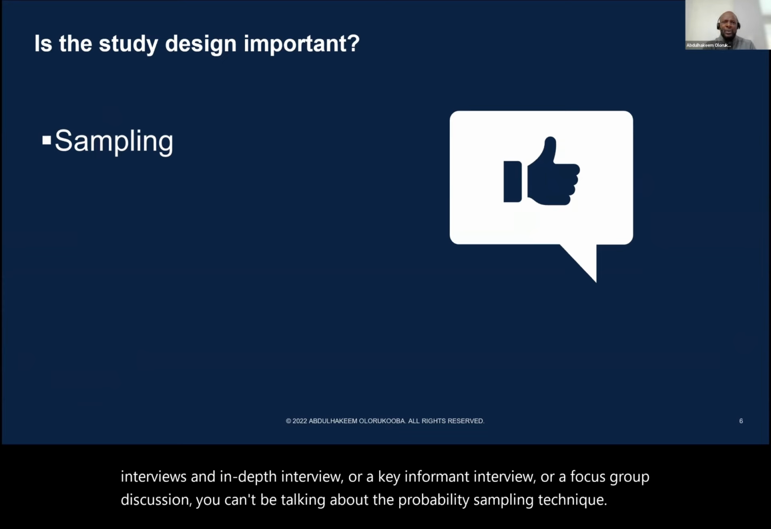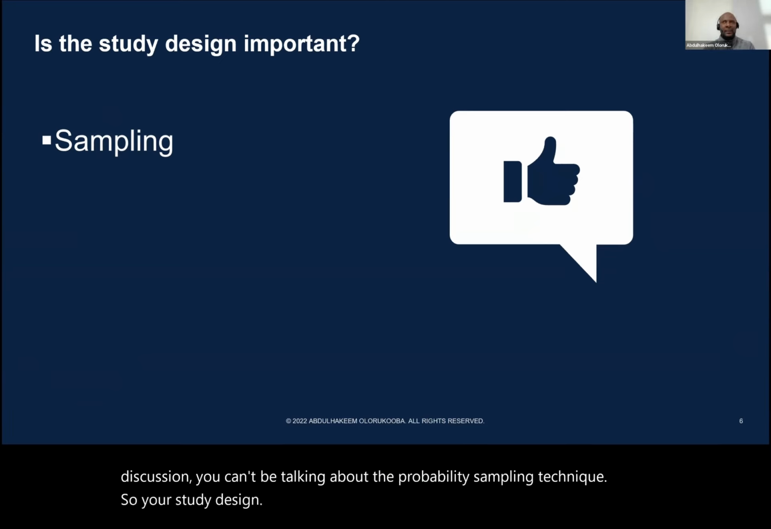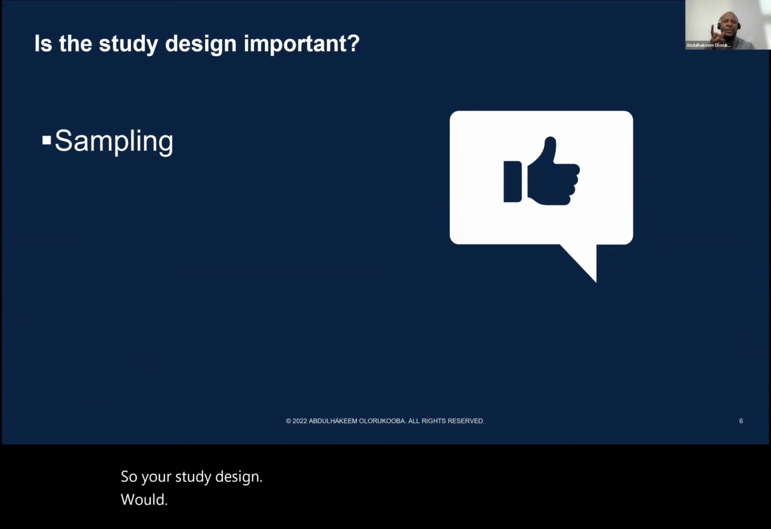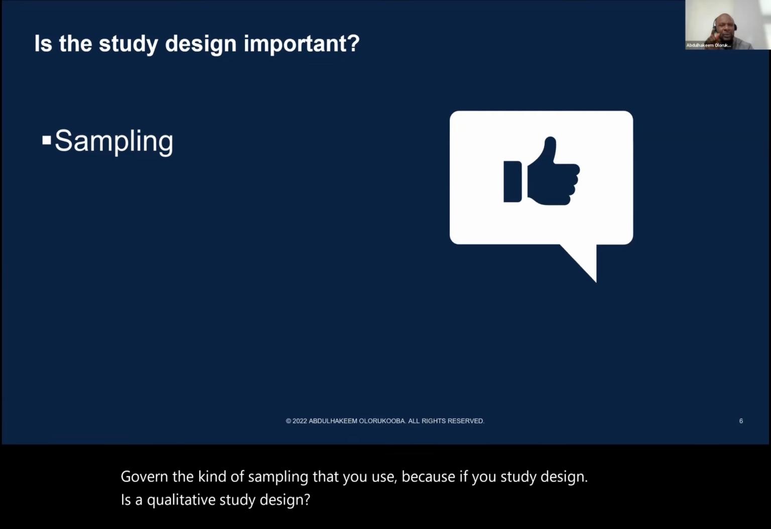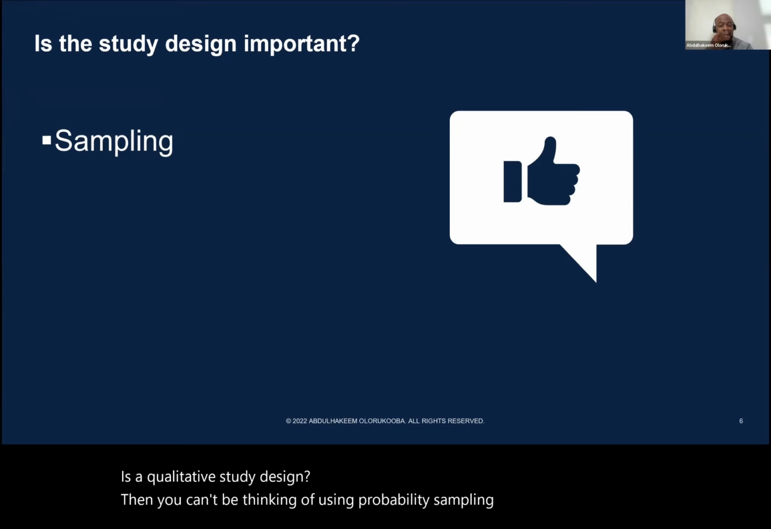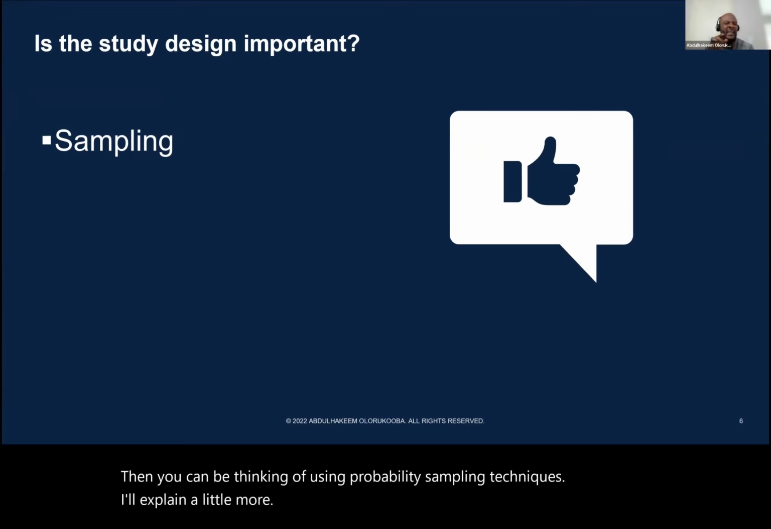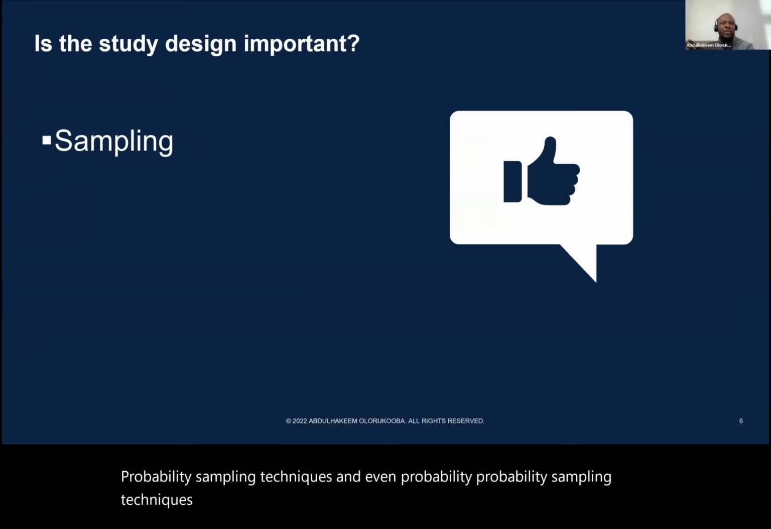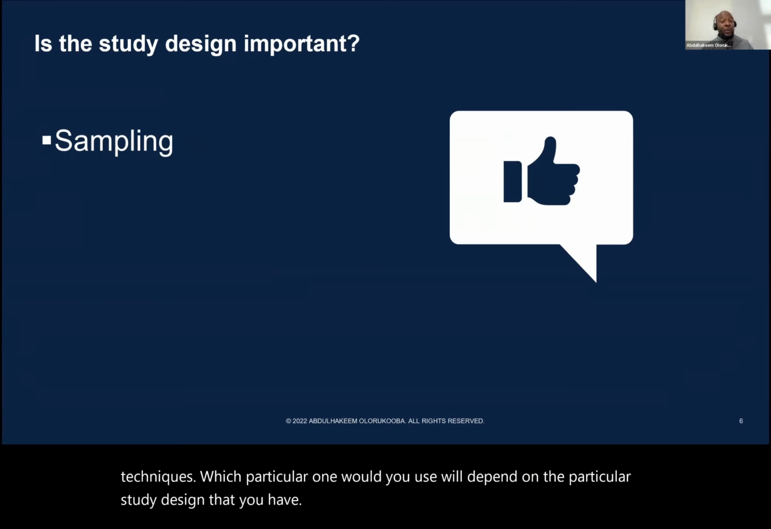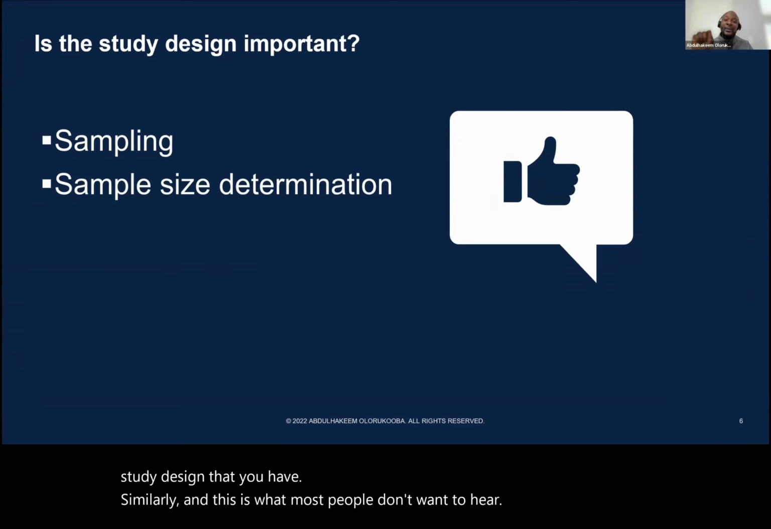So your study design would govern the kind of sampling that you would use. If your study design is a qualitative design, then you can't be thinking of using probability sampling techniques. I'll explain a little more. If your study design is a quantitative type of design, then you start thinking of probability sampling techniques. And even which particular probability sampling technique you will use will depend on the particular study design that you have.